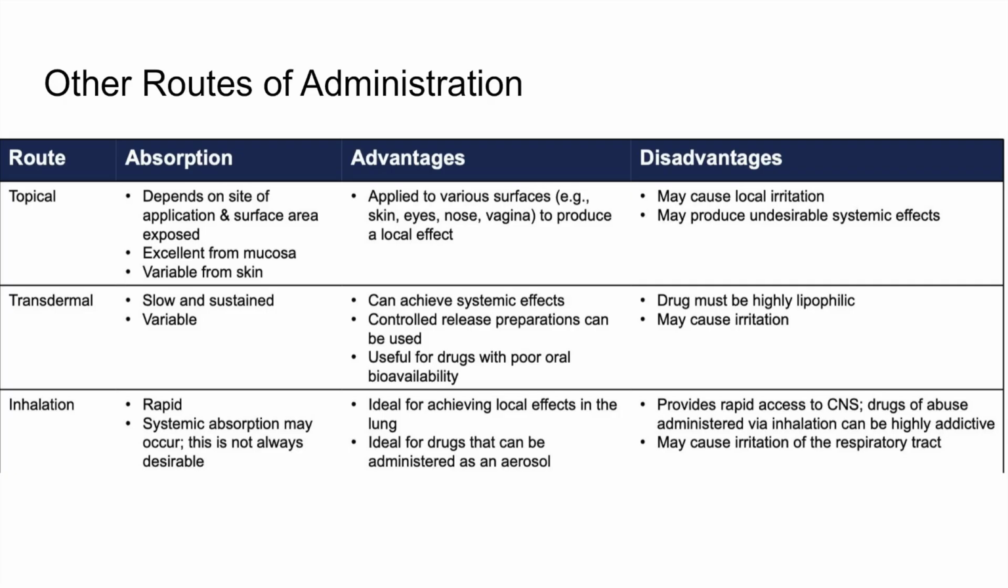Inhaled drugs have rapid access to the lungs because of their large surface area and rich blood supply, and this route is ideal for local treatment of airway diseases, but systemic absorption may also occur here. Inhaled delivery can irritate the respiratory tract, and effective administration often depends on proper inhaler technique.